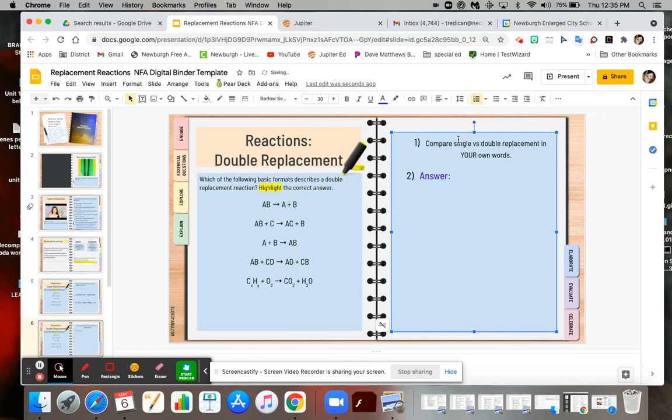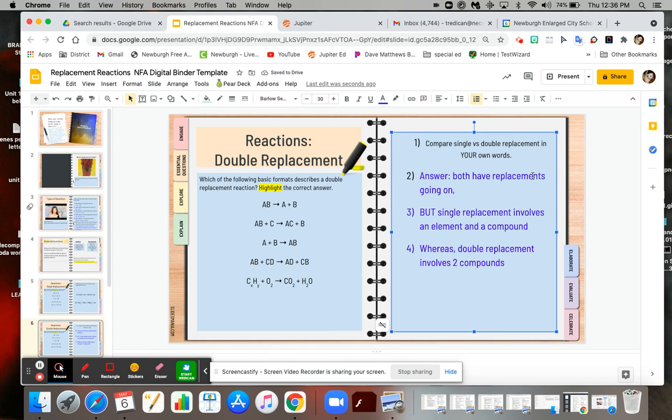So, how can you compare a single and double replacement? Well, both have replacements going on, but single replacement involves an element and a compound, whereas double replacement involves two compounds. So they have something in common. They're both replacement reactions, but they also have their differences. A single replacement will have a single element involved, whereas a double replacement will have both things being compounds.